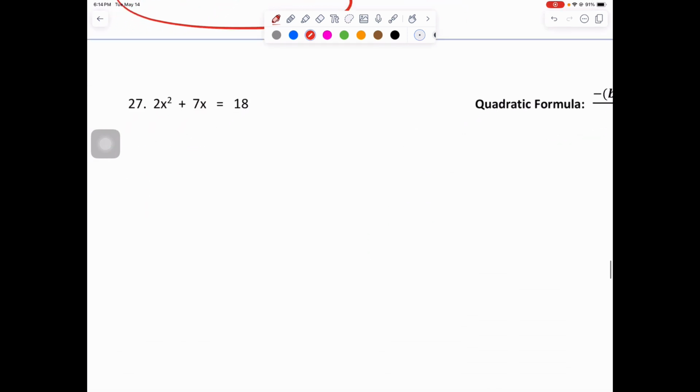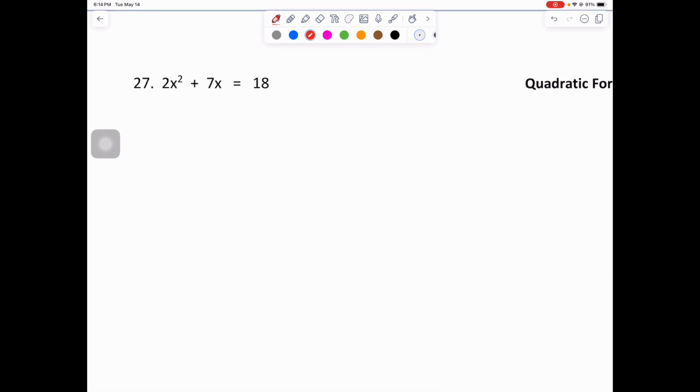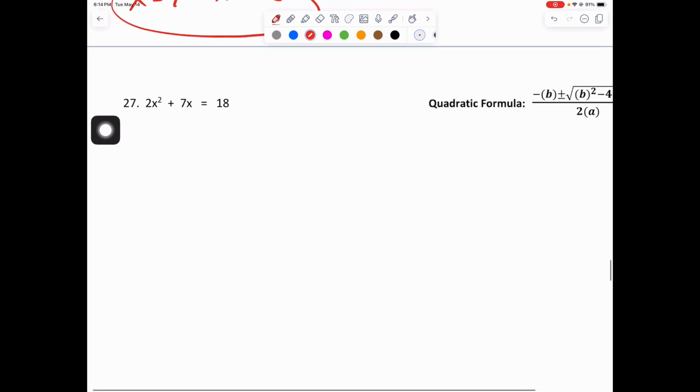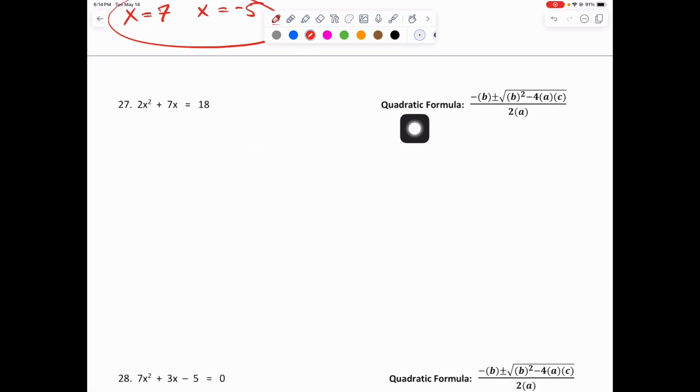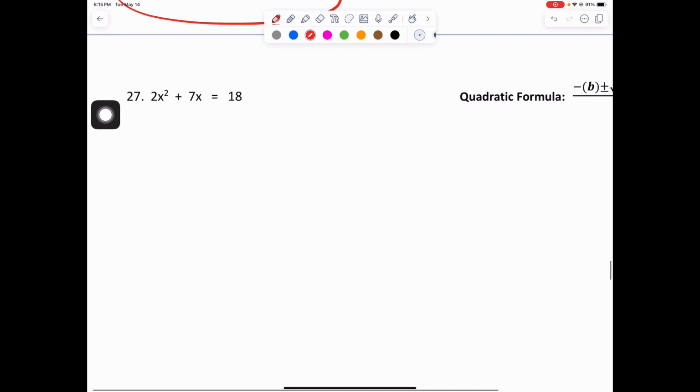All right, for number 27, come on, is the factoring ever going to end? I'm sorry, I don't make these, I just roll with the flow. You're telling me we can't factor? Why? Well, let's go ahead and take a look. We have to use the quadratic formula because the discriminant is not a perfect square. All right, so we do have to use quadratic formula.